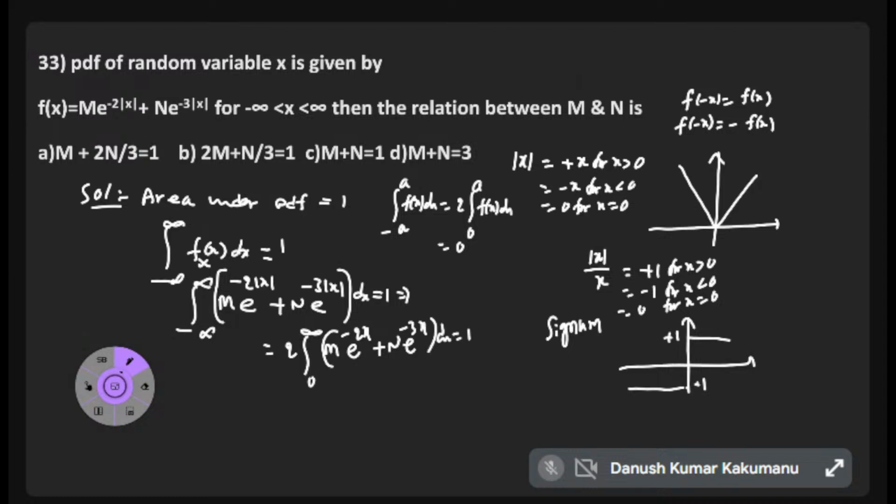Are you all understanding? Some of you are thinking, where is the mod? Mod x is gone. Where is the mod x? Mod x within the limit 0 to infinity, what is the mod x? Plus x only. Yes or no? Within the 0 to infinity limits, what is the mod x? Plus x only.